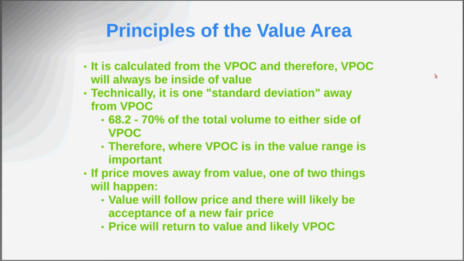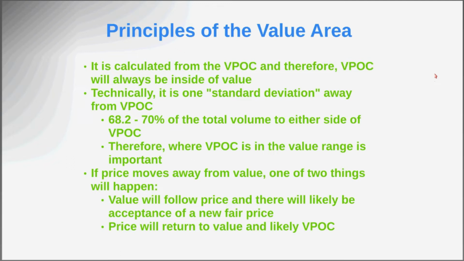Therefore, where VPOC is in the value range is very important. So if VPOC is at the top of the value range, that tells us something about the structure and the interests of the market participants. If it's at the bottom of the range, it tells us something as well. Again, it's all building a story. We look to the print to confirm that story, and we get into trades.